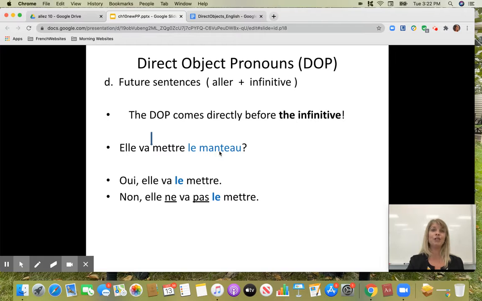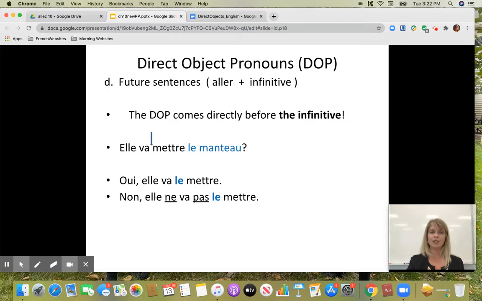We want to say she's going to wear it, or she's not going to wear it. Well, in this case, we have a conjugated verb and we have an infinitive. And when we have two, we're going to put it in front of the infinitive, the one that is not conjugated. So le manteau is going to be le, masculine singular. It's going to go in front of the infinitive. Oui, elle va le mettre.